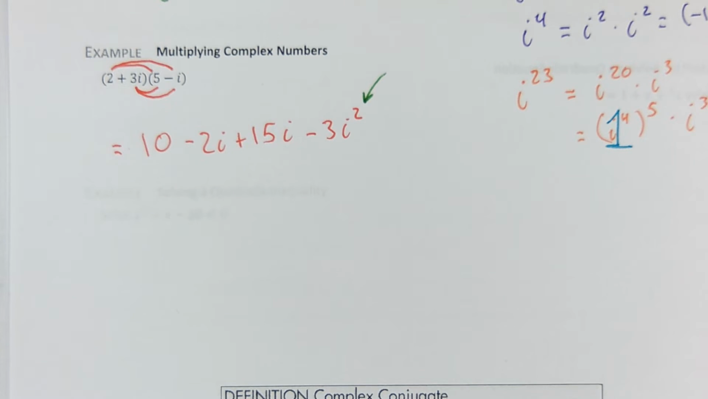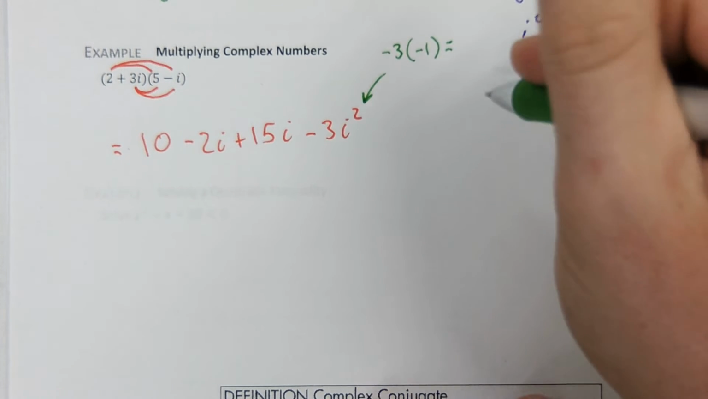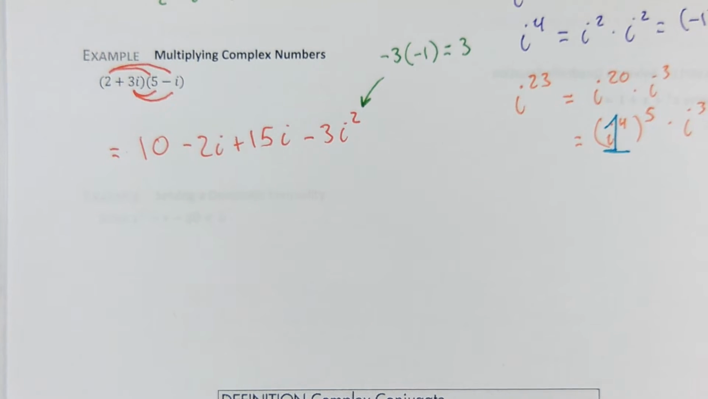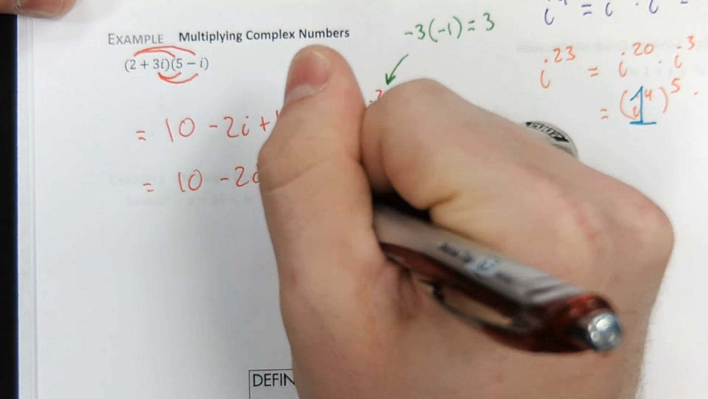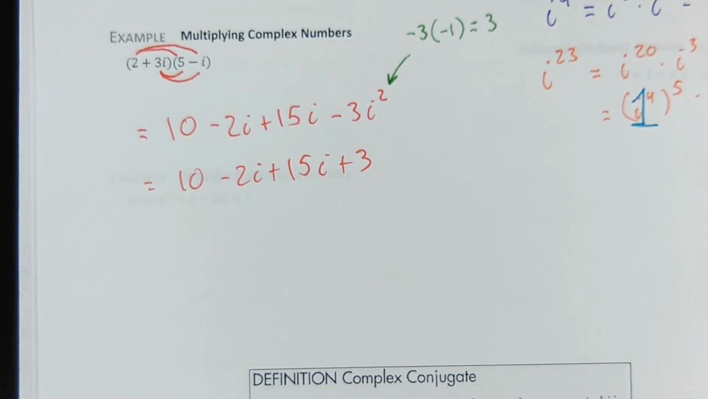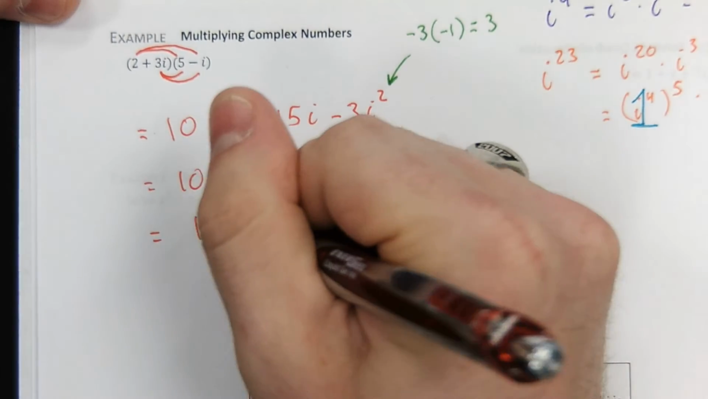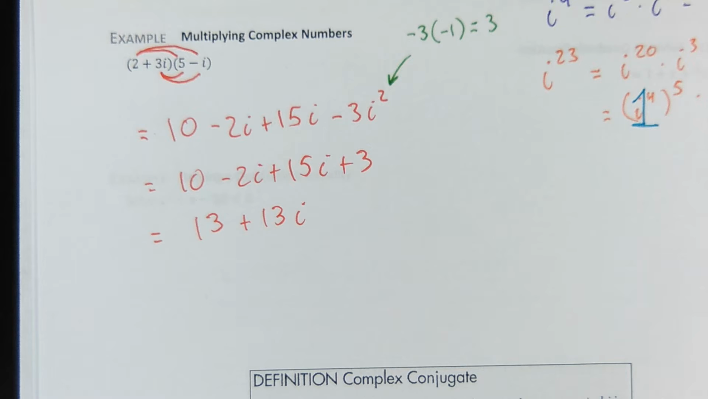What does, excuse me, what does i squared equal? Negative 1. So what this actually says right here is negative 3 times negative 1. So that term will become a positive 3. And now it's no different from the first question. Combine your like terms and you're finished. 10 and 3, negative 2 and 15. Ta-da. Not bad, right?